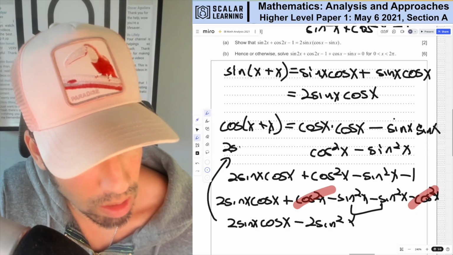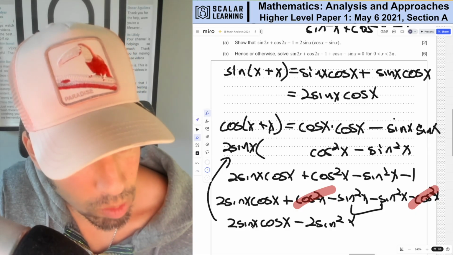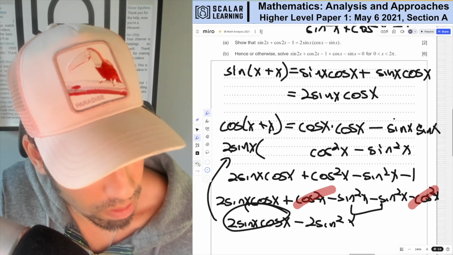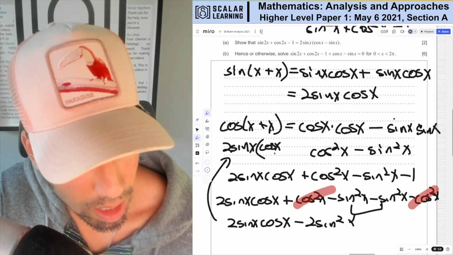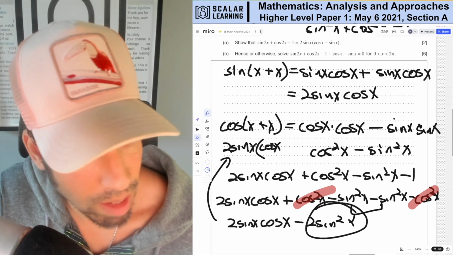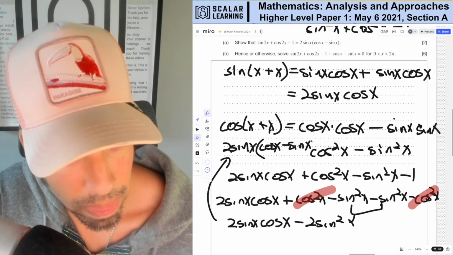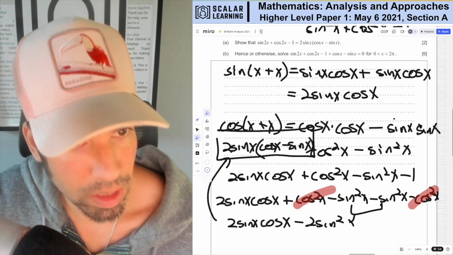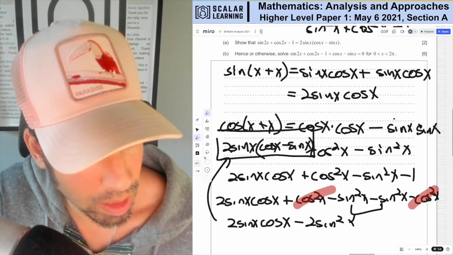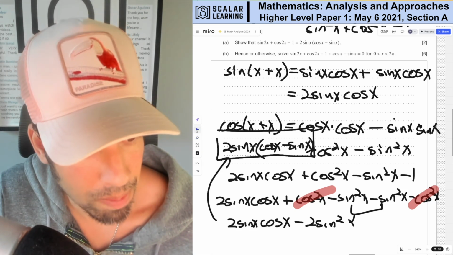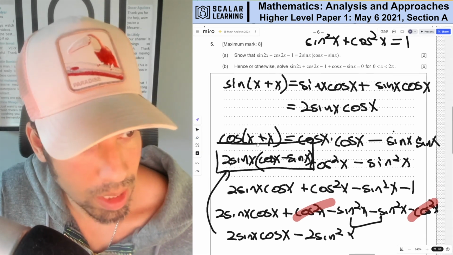We got 2 sine of x, factor it out, times, when I pull it out of this expression, I just have cosine of x left. When I pull it out of this one, I have a single sine of x left, negative. And guess what? That is equivalent to the right side. So we just proved that identity, and that's how you do it. Okay, now let's get to part B.